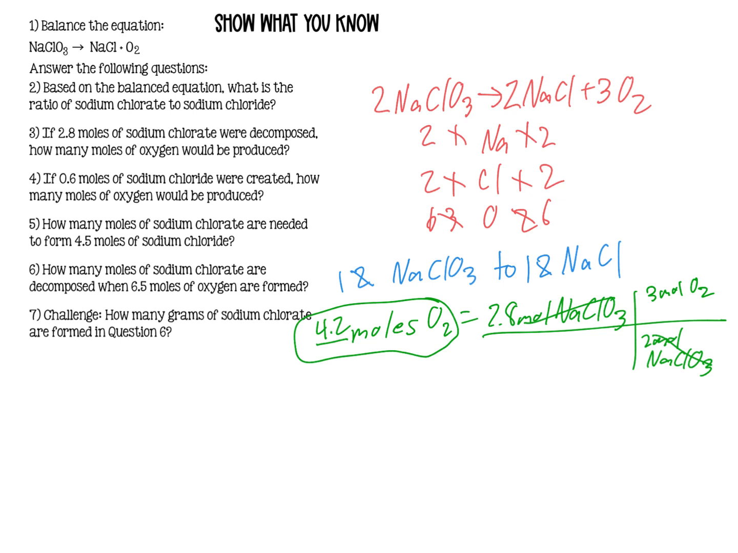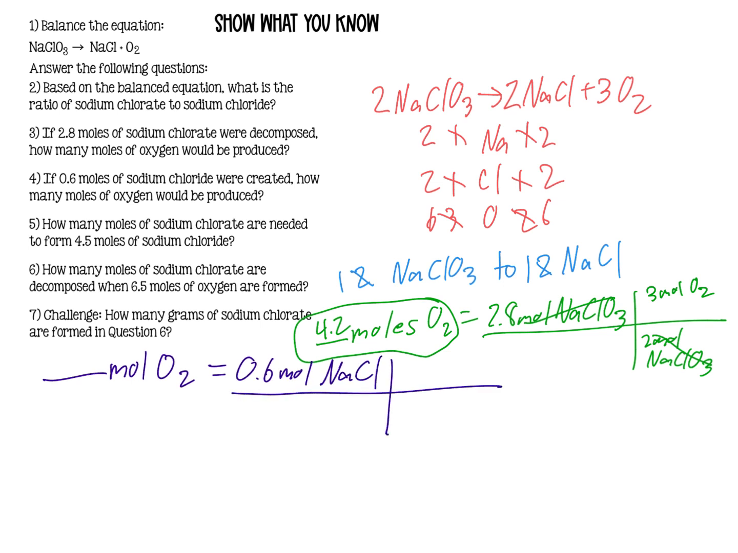Now let's look at problem 4. If 0.6 moles of sodium chloride were created, how many moles of oxygen would be produced? So once again, we have blank moles of O2 equals 0.6 moles of NaCl. In this case, we want NaCl to go on bottom, so 2, and O2 to go on top. That would be 3 moles.